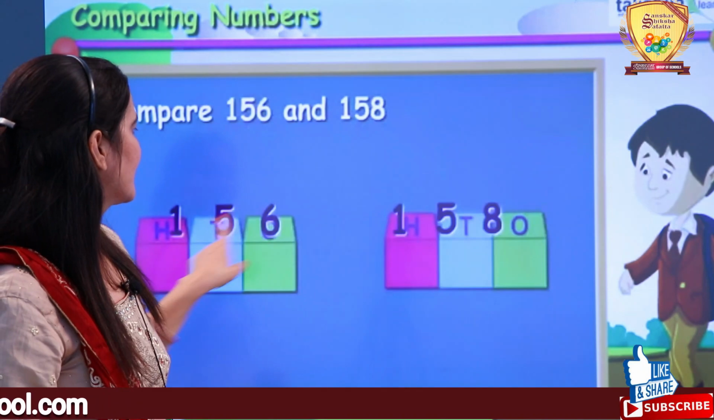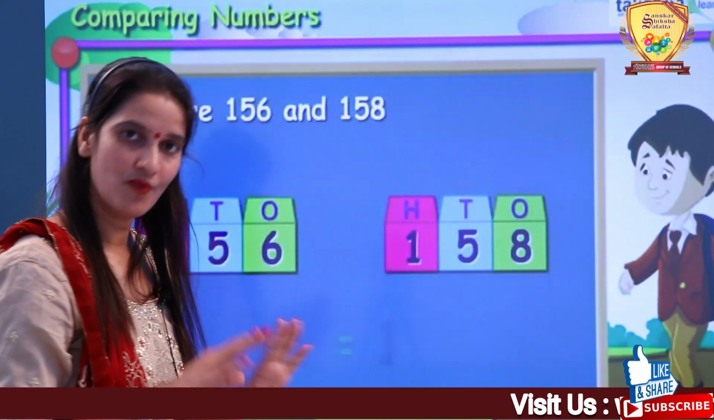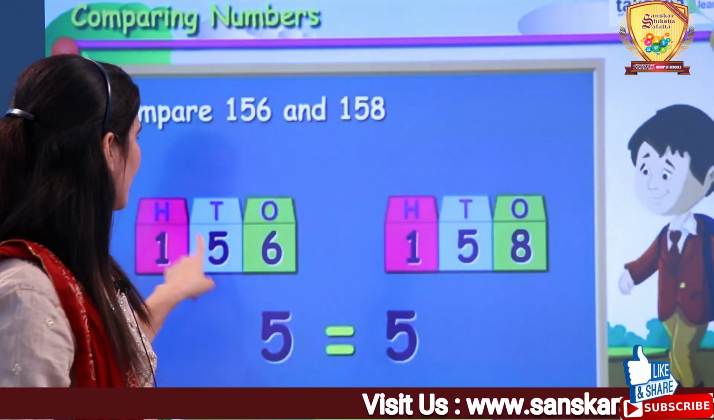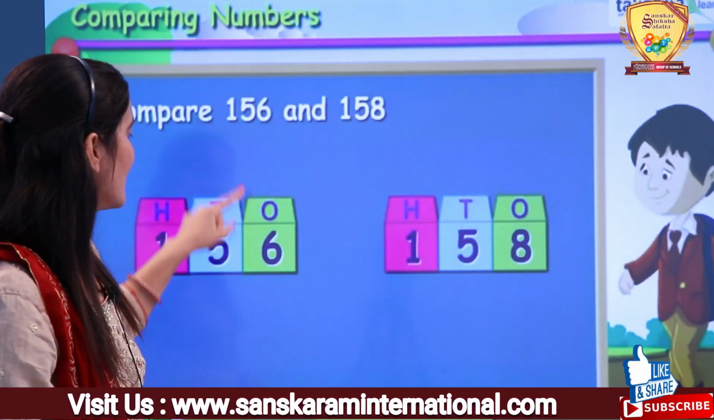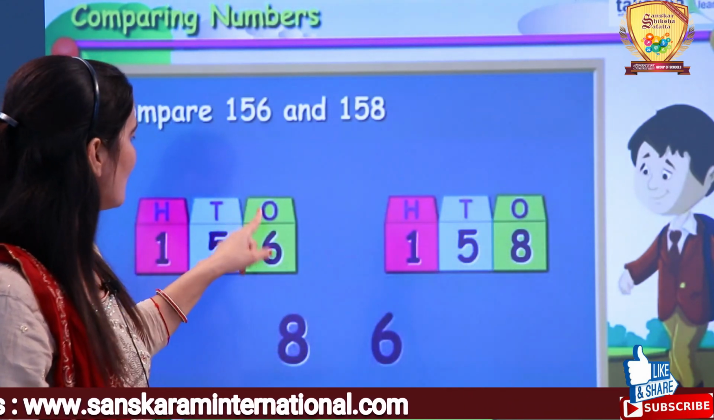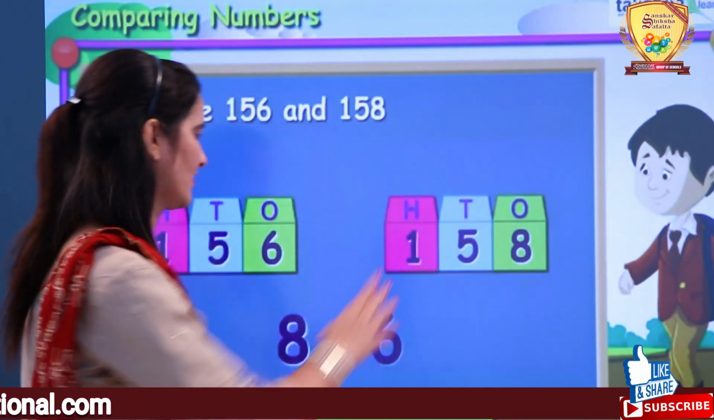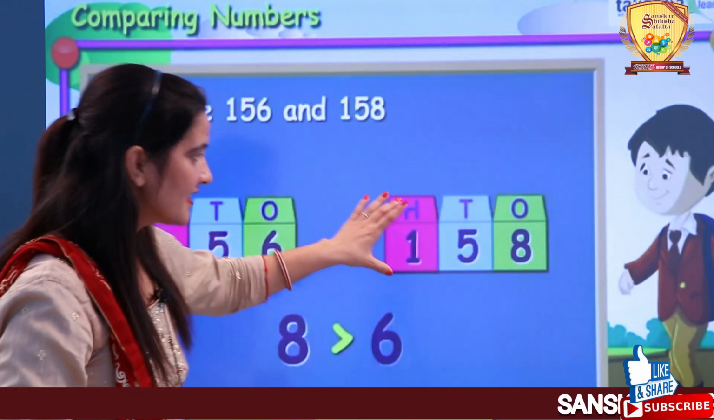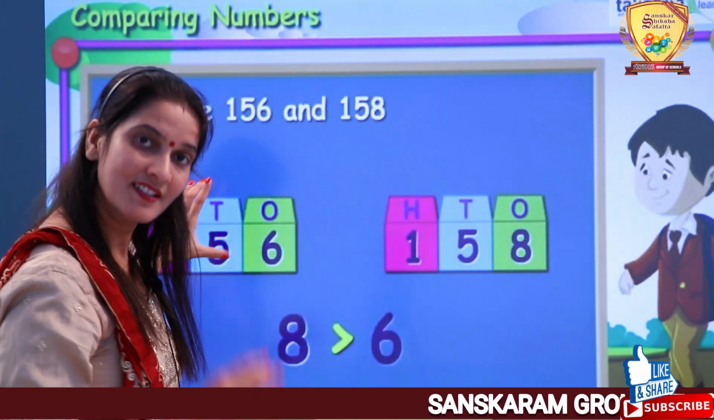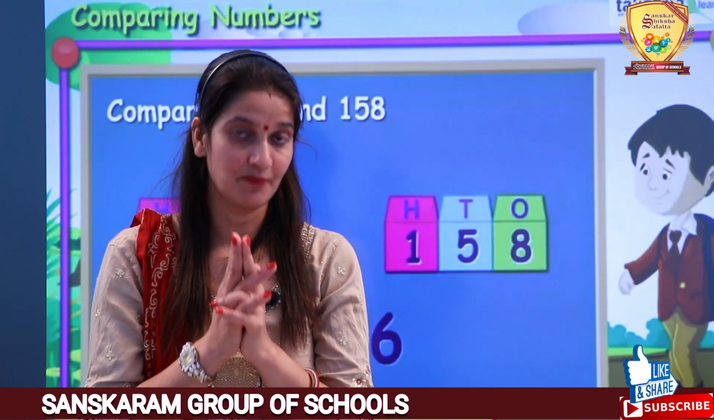156 and 158, their numbers are the same. At the place of 100, there is 1, there is also 1, both are the same. Next, 5 at the tens, 5 at the tens, means both are the same. Then we will go to the place of ones, there is 6 and there is 8. It means 8 is bigger than 6. This number is bigger and this number is lesser. Now I think you can do comparison easily.